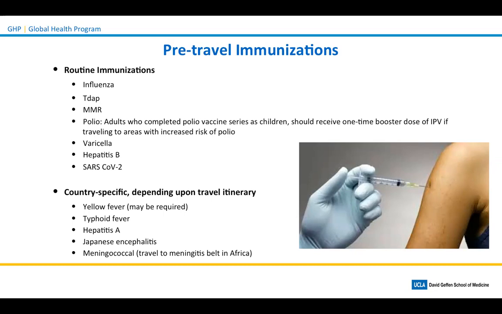With regard to country-specific vaccines, they might include yellow fever, which we'll go into in a little bit, typhoid fever, hepatitis A, Japanese encephalitis, and the meningococcal vaccine.